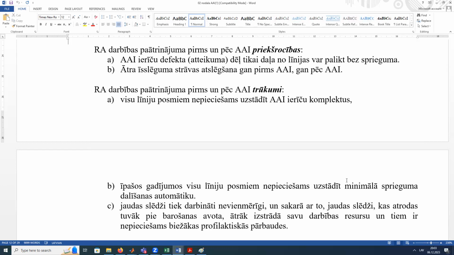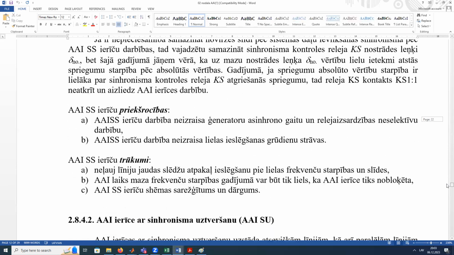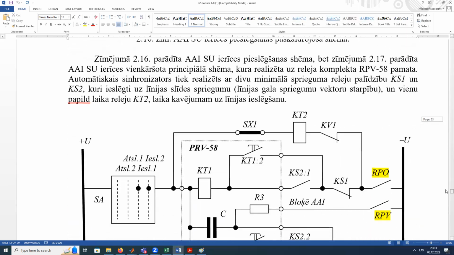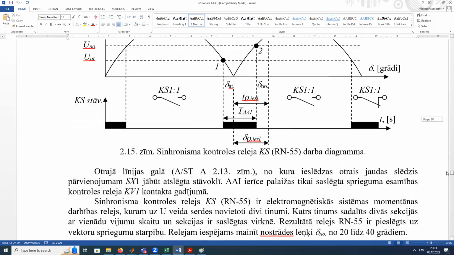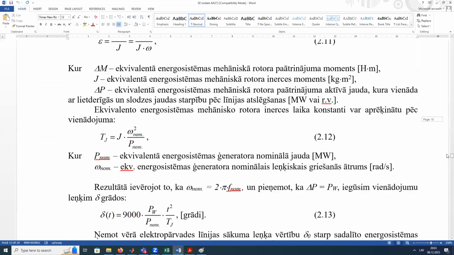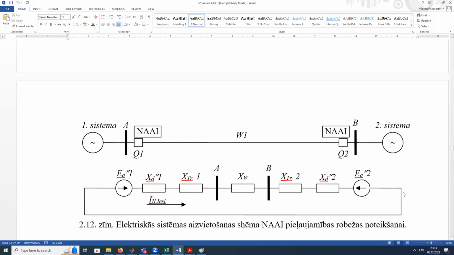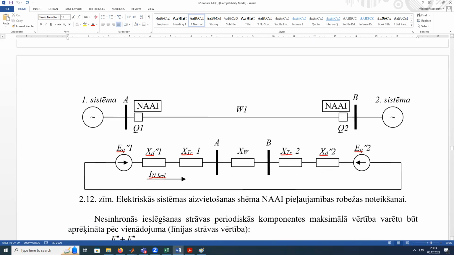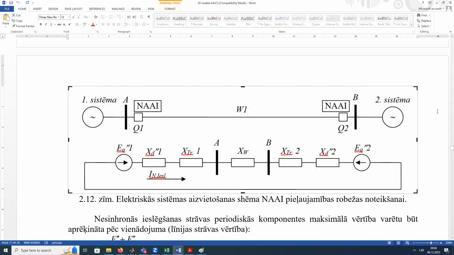But sorry, I forgot. Not all. I forgot one more thing about the reclosing automation. A few words I forgot, but very important few words for the reclosing. Let's see this scheme. Everything I said is good, but I forgot to say one more thing.